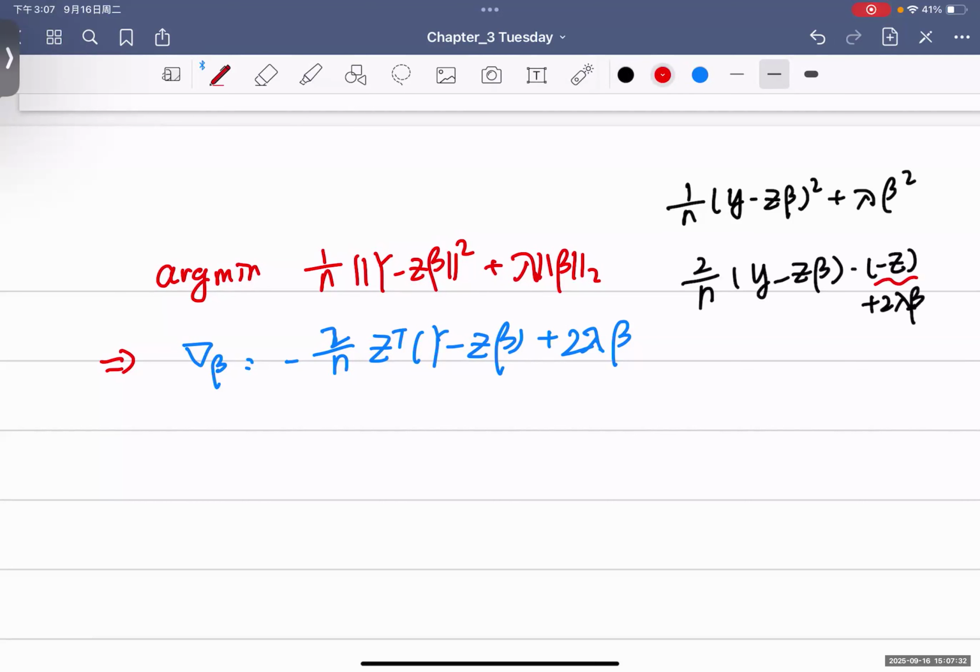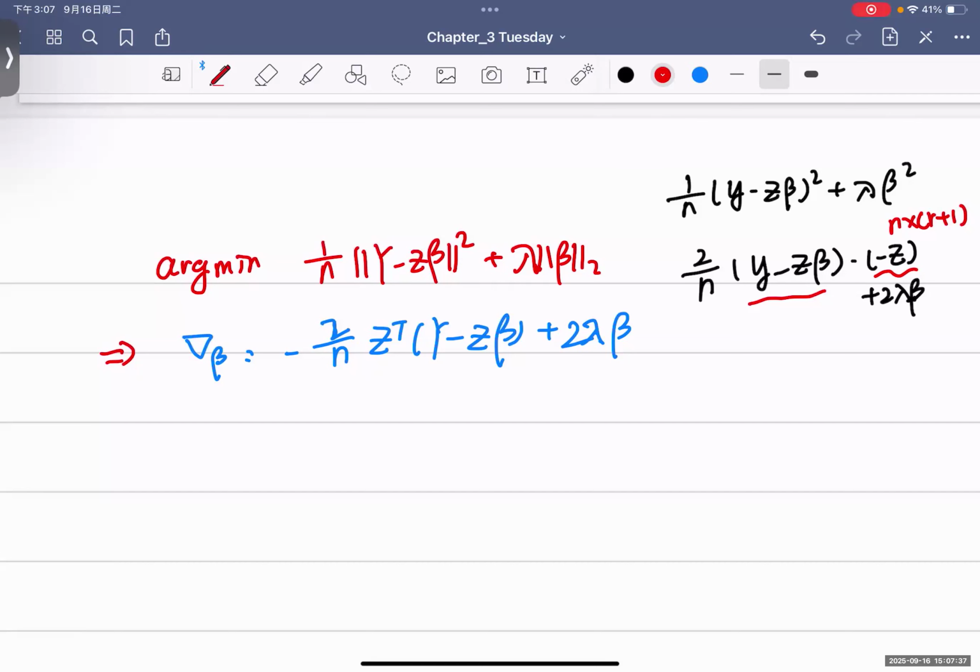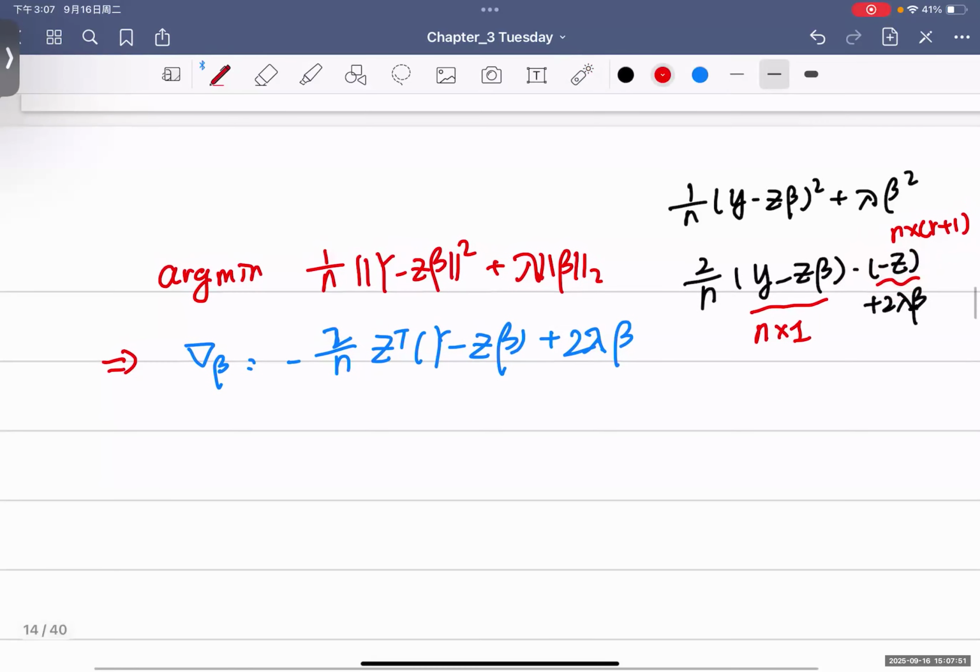This one is n times r plus 1. If we want to put it into the multi-dimension, this one is n times 1, and your resulting thing must be r plus 1. So you just change this one to a transpose. Therefore, it becomes this term adding this term. This is how the gradient comes about, using this type of trick. Then we want to make this equal to 0, so we organize a little bit.